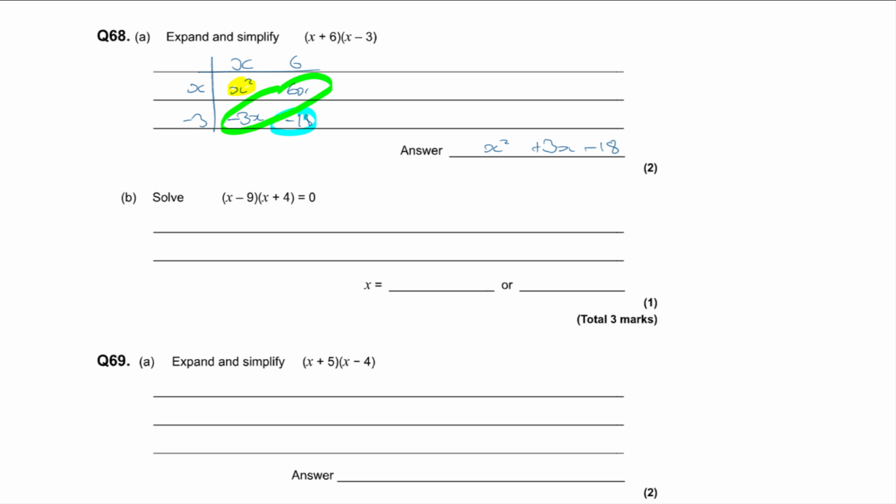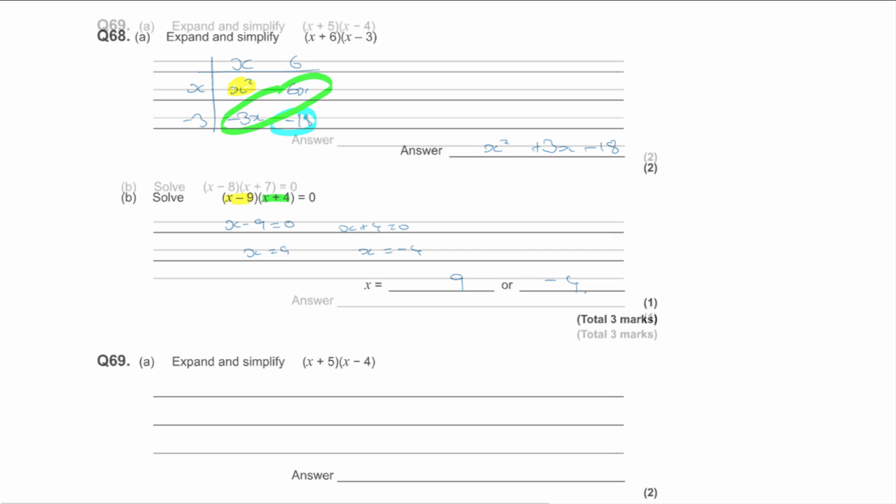B, solve x minus 9, x plus 4 is equal to 0. Now when you've got 2 things multiplied together give you 0, either one thing is equal to 0 or the other thing is going to be equal to 0. Now if x minus 9 is equal to 0, then x must be equal to 9. If x plus 4 is equal to 0, then x must be equal to minus 4. So x is going to be 9 or x is going to be minus 4.